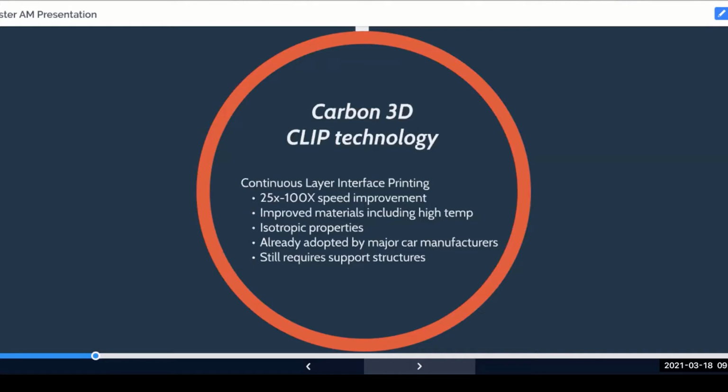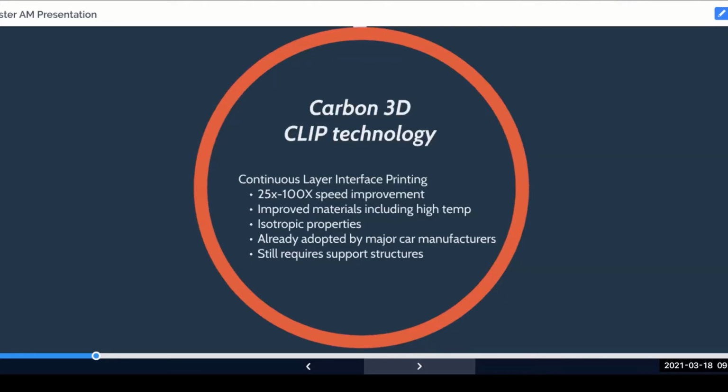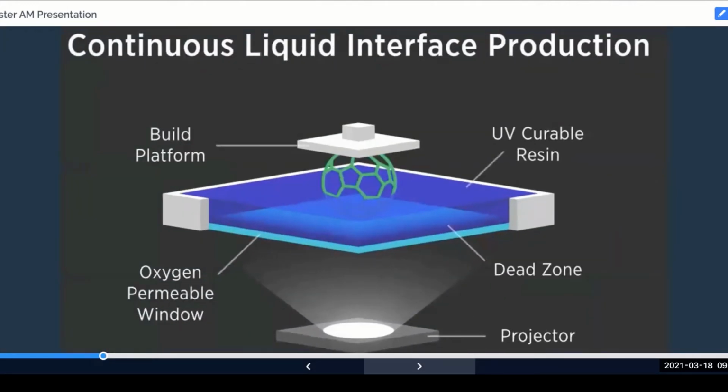They looked at this and said, how can we improve this, make this faster? And so they came up with CLIP technology, which essentially cribs off of SLA, but it's 25 to 100 times faster. It has the same resin tank. It's a little upside down now. Instead of having a laser firing from the top, we now have an LED projector from the bottom, projecting UV light. The build tray comes down from the top, gets mushed into the resin tank, and it's creating a whole image of a tool path in one shot rather than moving the laser. So that expedites that part.